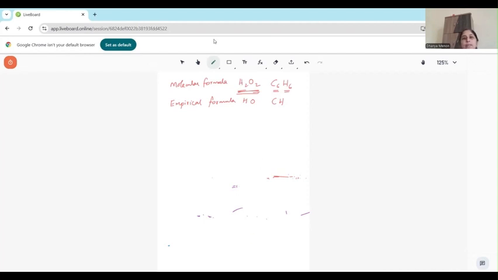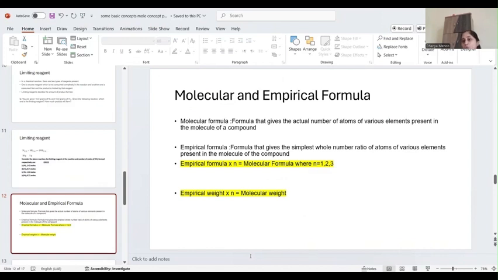So that's why they have said molecular formula gives you the actual number of atoms present in the molecule of a compound. Empirical formula will give you the simplest whole number ratio of different atoms. Now from here you can see the first relationship: empirical formula times N is equal to molecular formula, where N is equal to 1, 2, 3, etc. That's the first relationship.